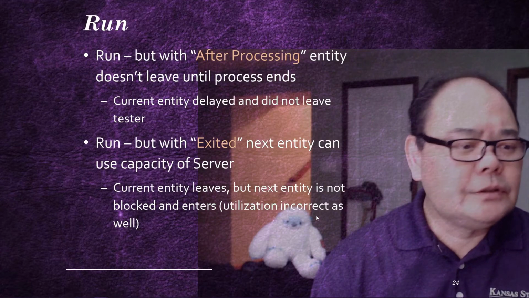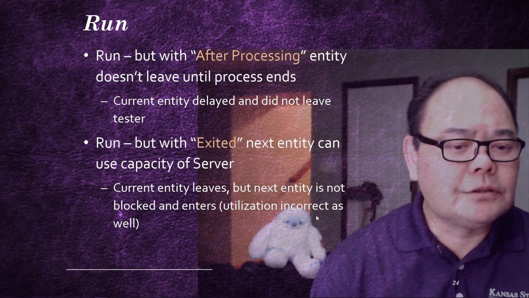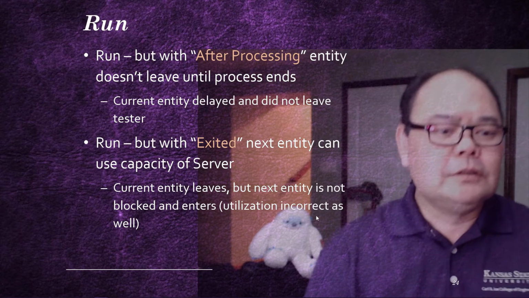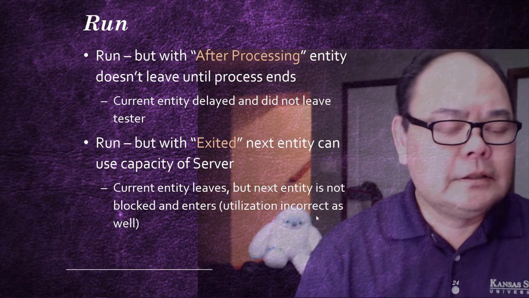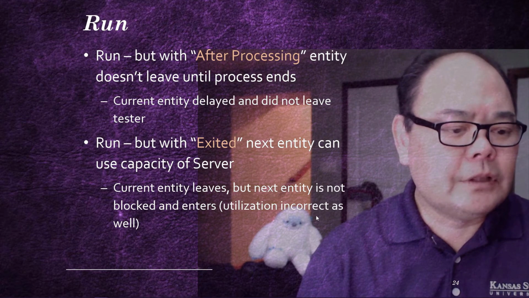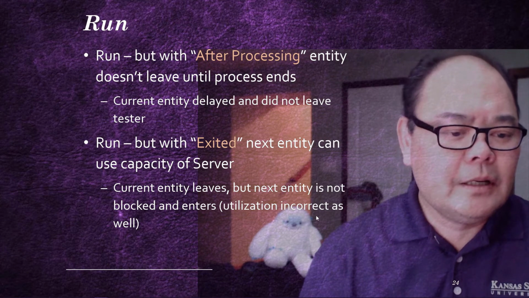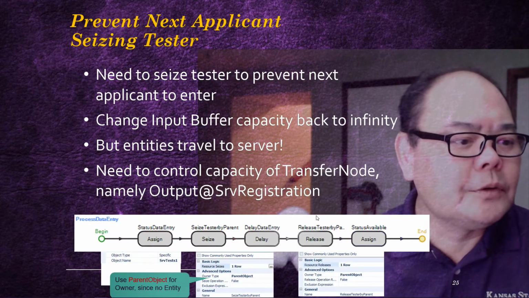Okay, so we see that. If we run it with after processing, the entity, the applicant, does not leave until the process ends. So you actually hold off the applicant for the data entry as well. But if you run it at the exit, the next entity can use the capacity of the server. The current entity already left, but the next entity will not block and enter. So how are we going to do that?